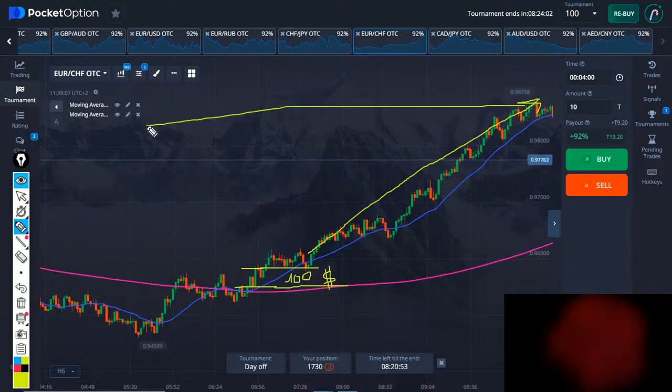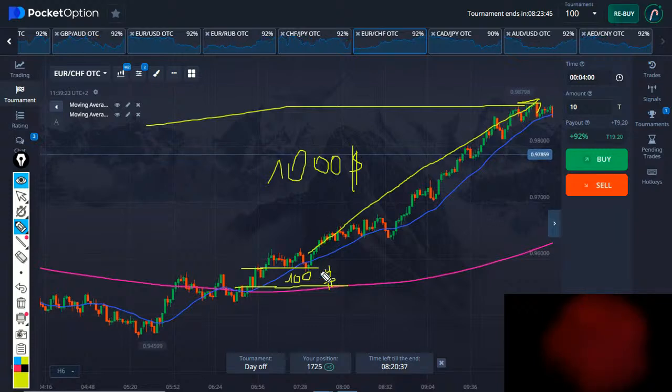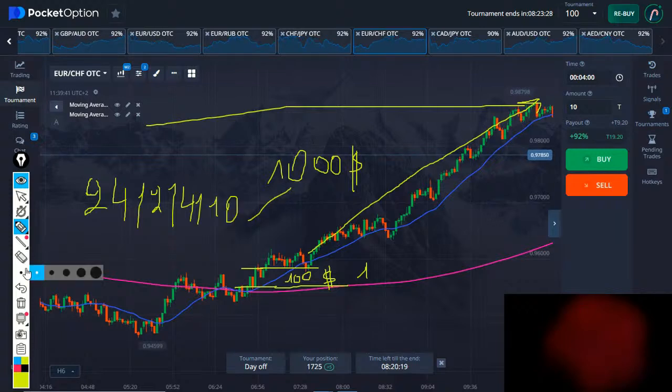I mean, that's a 1 to 10 risk reward. So you made yourself $1,000 here. I mean, isn't it fantastic? So if you keep your losses to 1 and your wins to 2, sometimes you win 4, you lose 1, you win 2, you lose 1, you win 4, you lose 1, you win 10, like in this case. That's fantastic.